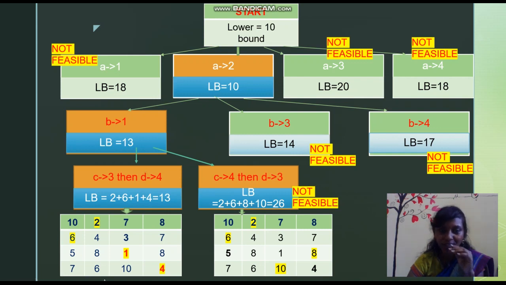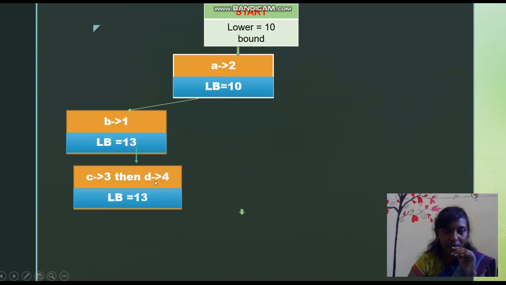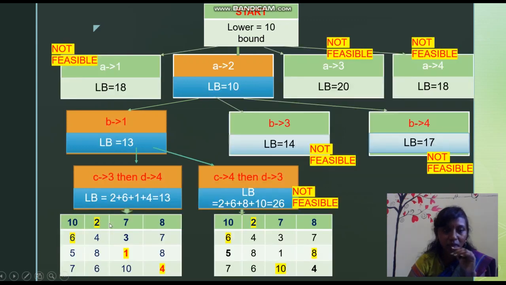So we will be having the same calculation here. So now we are trying with job 3 for C and job 4 for D. So 2 is already allocated. The value 6 is already allocated for B. So now person C with job 3, 1 will be here, and for person D, fourth job, the value is 4. So the lower bound will be 13.